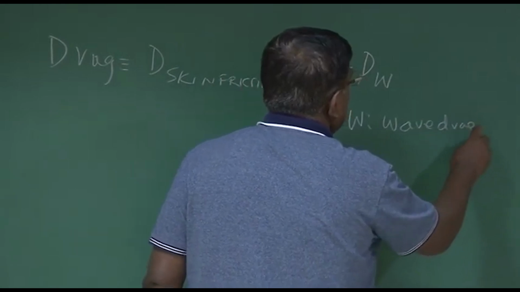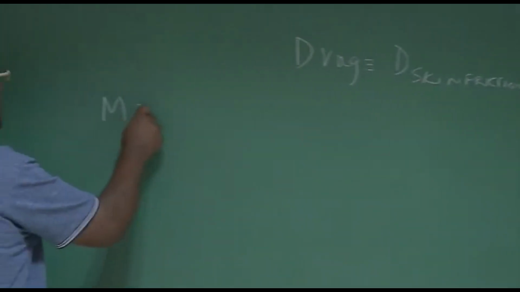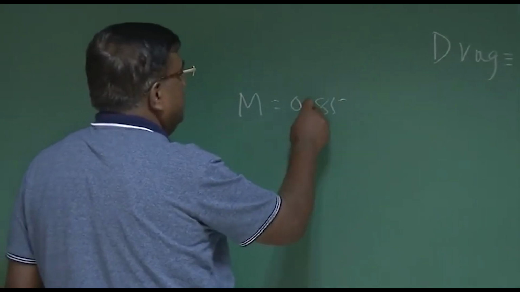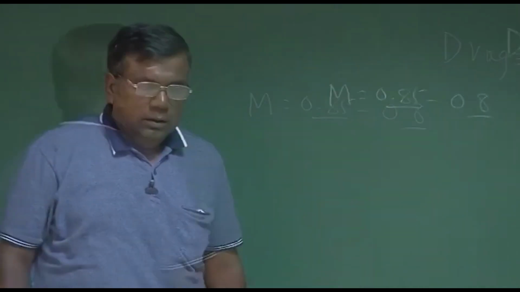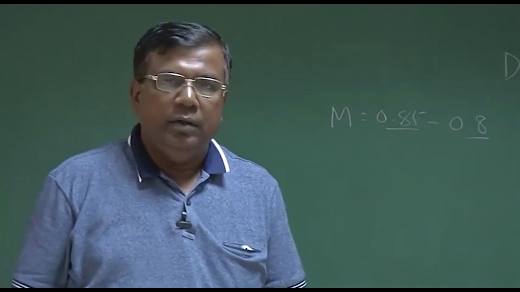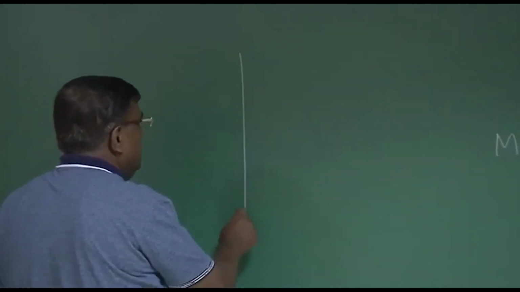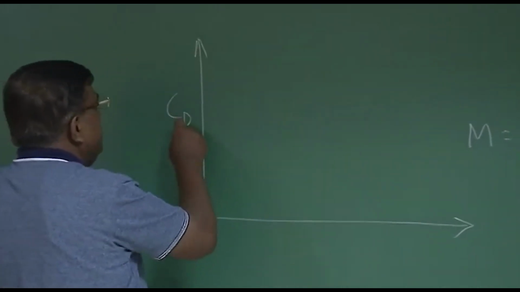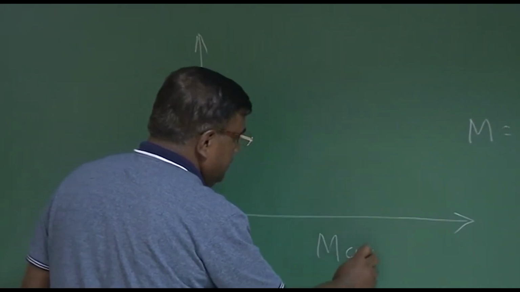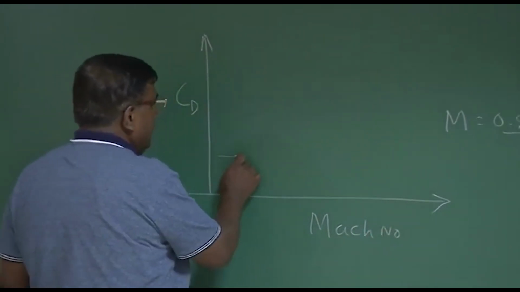right? Now we are designing an airplane, let's say at Mach 0.85. Cruise Mach number is 0.85, or let's say 0.8. We need to be very careful about few things. One is, typically if you see the CD versus Mach number plot, typically it goes like this.